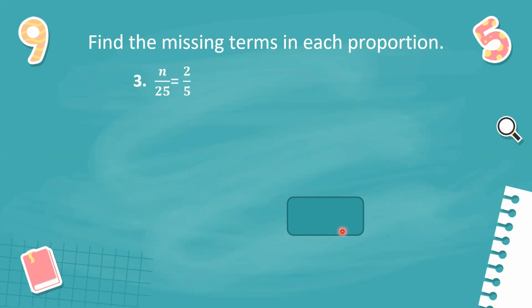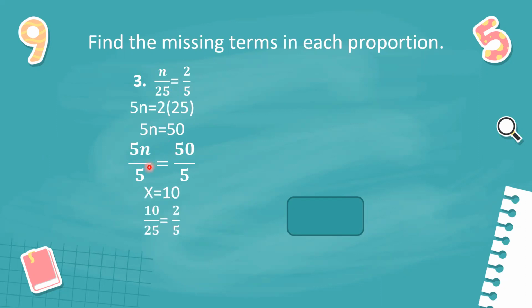Okay, for number 3, we have n over 25 equals 2 over 5. So let's cross multiply. n times 5 or 5 times n is equal to 2 times 25. That would be 5n equals 50. Let's divide both sides by 5. That would be n equals 10. And let's just substitute our value of n in given. That would be 10 over 25 equals 2 over 5.